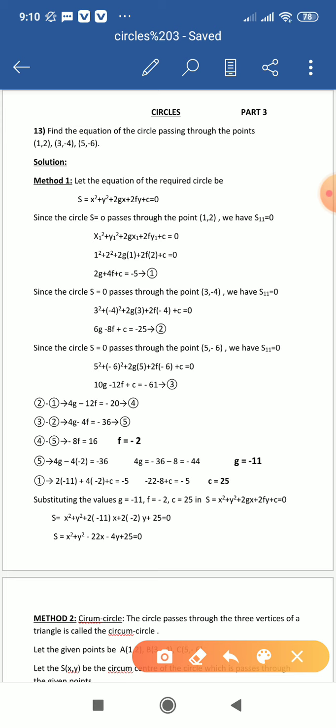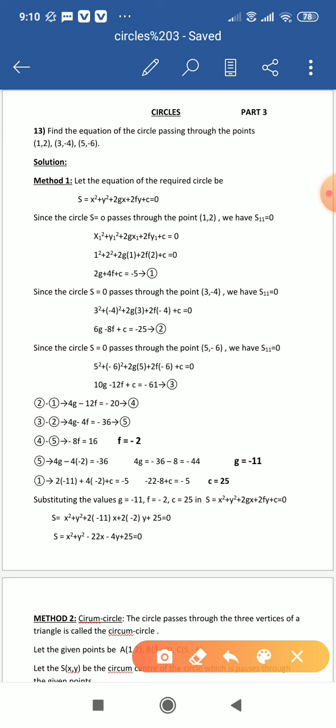Today we discuss a 7 marks problem in IPE. In IPE, this problem is the 18th question. This is very important in our IPE question paper. Very important. What is that? Find the equation of the circle passing through the points 1, 2, 3, minus 4, 5, 6.